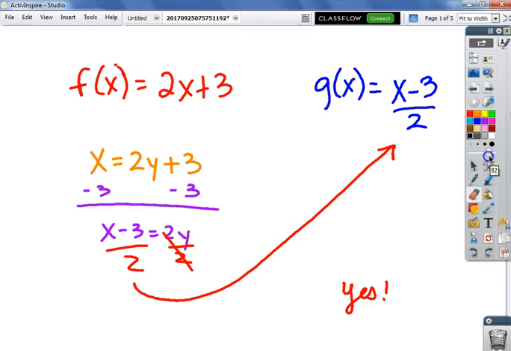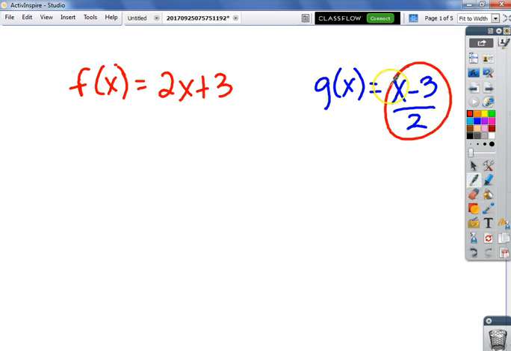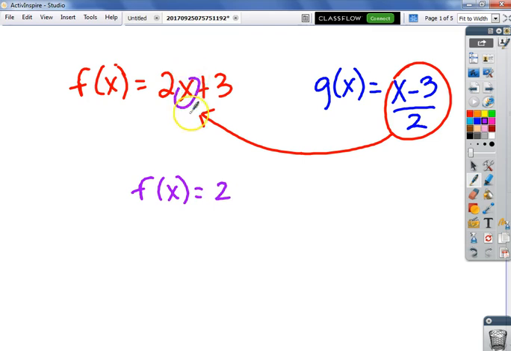But there's another way to do it. Let's try a different way here real quick. What if I take this function here and I plug it into this one? If you take one function and you plug it in and you end up getting x, then you do have inverses. So let's try this out. So if f of x equals 2, but instead of x, I'm going to replace it with this function. So now I've got x minus 3 over 2. That replaces the x, and then I do plus 3.